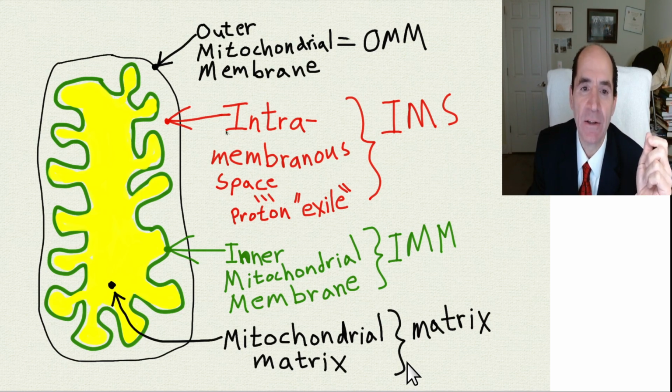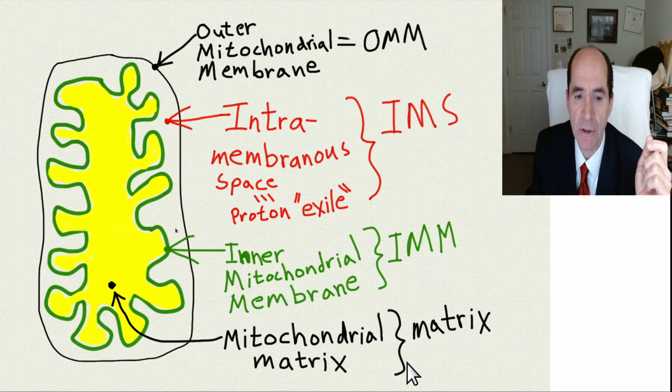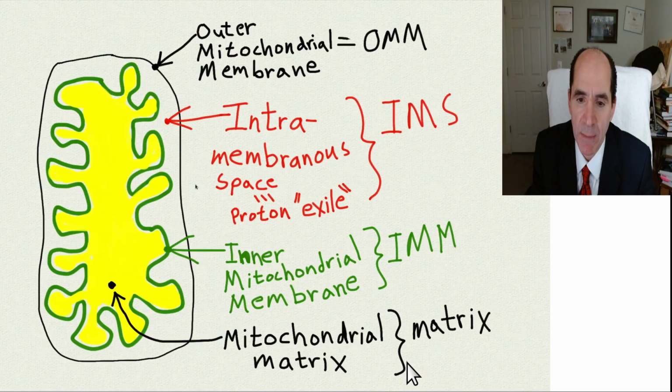Okay, here's the outer mitochondrial membrane. Here is the intermembranous space, IMS. The outer mitochondrial membrane is OMM, and that's where the protons are pumped. The green membrane here is the inner mitochondrial membrane. The yellow is the mitochondrial matrix, okay? Protons are pumped from the matrix into the intermembranous space. And then the gradient will be built up here of protons, and that's used later on to harvest that to make ATP.